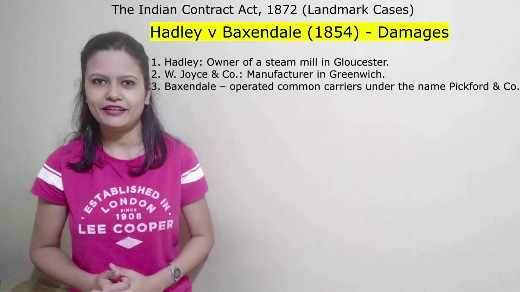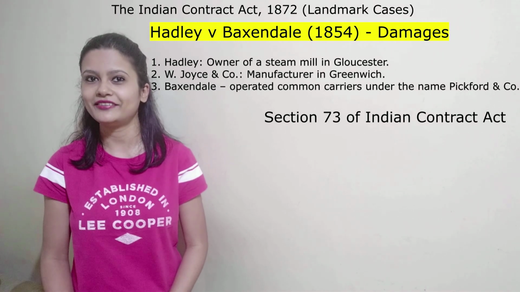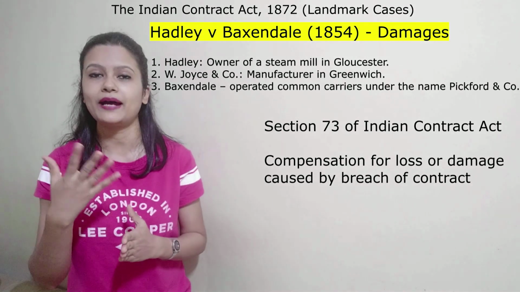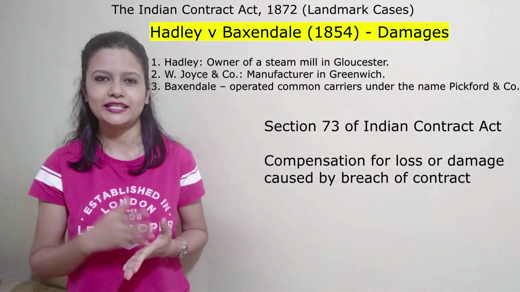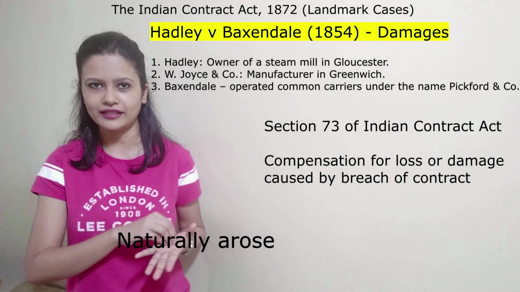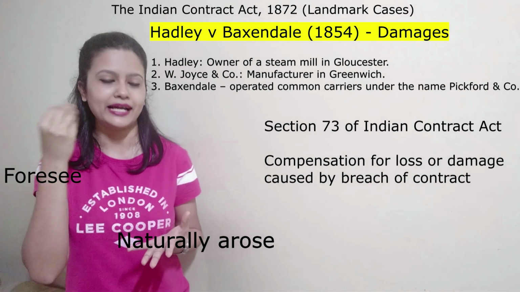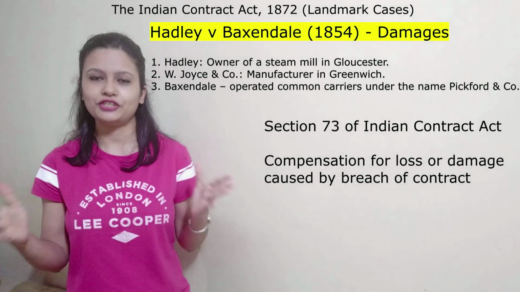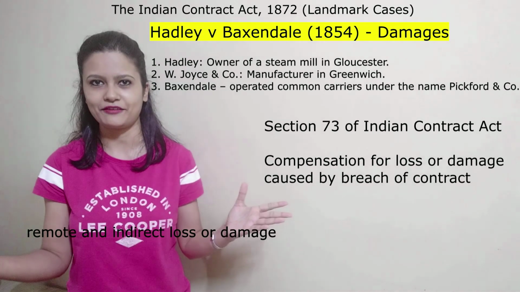This case is also relevant for Section 73 of the Indian Contract Act. What is Section 73? Section 73 is compensation for loss or damage caused by breach of contract. So this section also mentions that we will be compensated only for the loss that naturally arose because of that breach of contract, or anything that the parties could foresee while making the contract that it will be a result of breach of the contract.